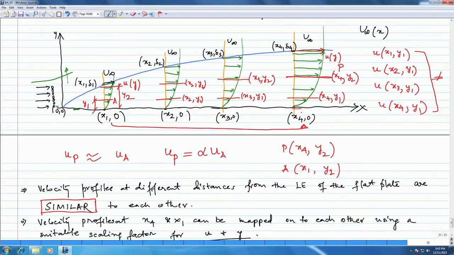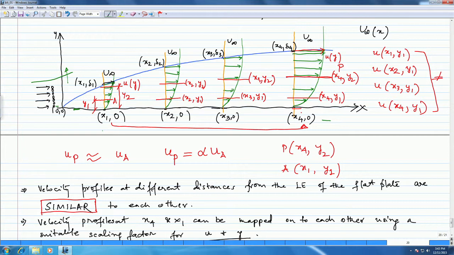Hi, so welcome back. What we were basically positioned at is that we were looking at the boundary layer, and we said that the boundary layer profiles at two x locations are similar to each other. And what do we mean by that? Basically, we can superimpose the velocity profiles on each other. For example, if you look at this diagram here, the velocity profile at x4, I can get this by multiplying the entire velocity profile at x1 by a suitable scaling factor.